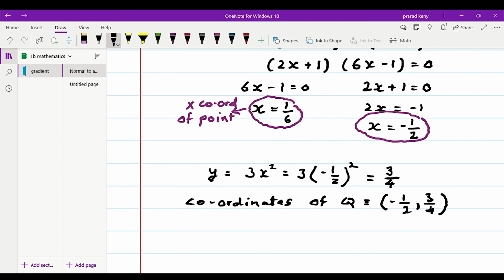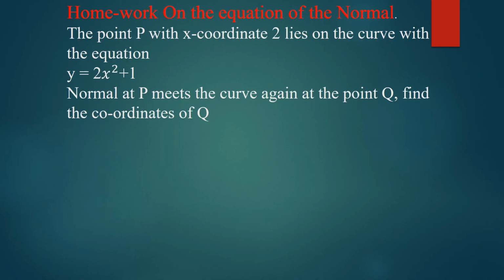Okay, so I will give you a similar problem to do for the homework. Try this problem as a homework, students. The point P with x coordinate 2 lies on the curve with the equation y is equal to 2x square plus 1. The normal at P meets the curve again at the point Q. You have to find the coordinates of Q. A very similar problem, only with change of numbers. So just try it out.